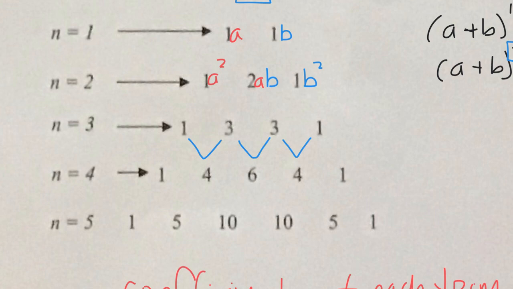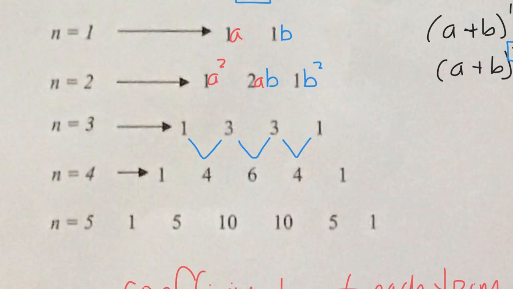So if you go to this line, 1, you just drop down to 1, of course. 1 plus 3 is 4. 3 plus 3 is 6. 3 plus 1 is 4, and then we have a 1. 1 plus 4 is 5. 4 plus 6 is 10. 6 plus 4 is 10. 4 plus 1 is 5. So you can make this triangle simply by adding the 2 terms above it. And these are going to give us all of your coefficients of your terms of your binomials.